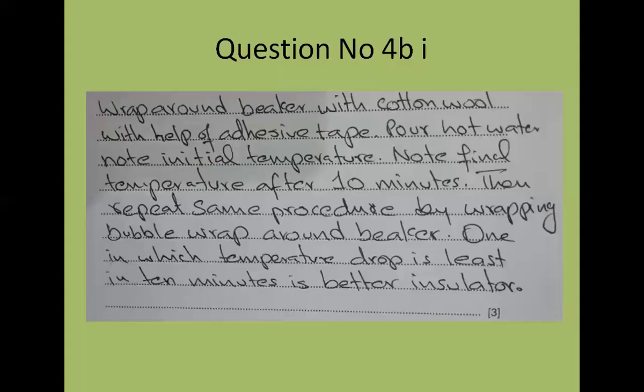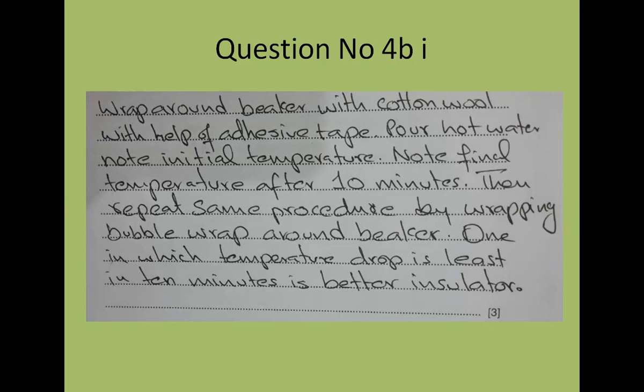Okay. So before we read this answer, what they will do is take the wool and wrap it with the help of adhesive tape around the beaker, fill the beaker with hot water and put a thermometer in it. They will note down the initial temperature of this hot water, start the stopwatch, and for 10 minutes they will let it cool. After 10 minutes, they will check the final temperature. Then they will subtract the final temperature from the initial temperature, and that will tell them how much the temperature dropped in 10 minutes.